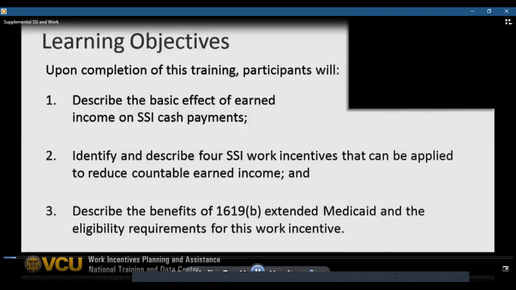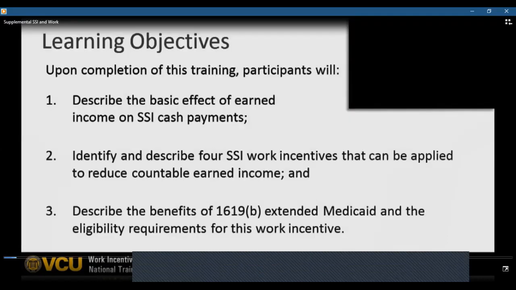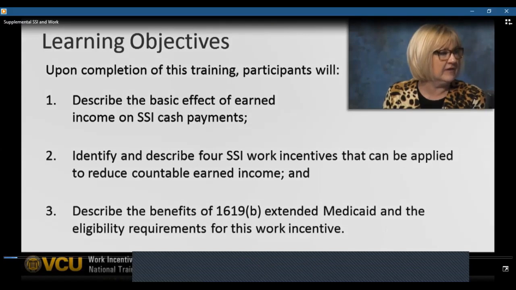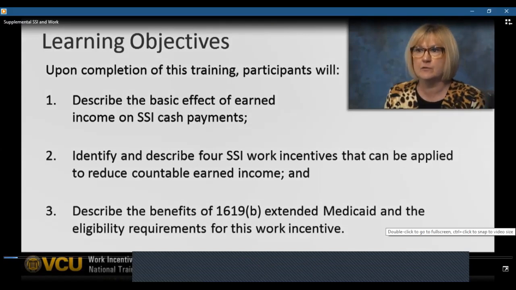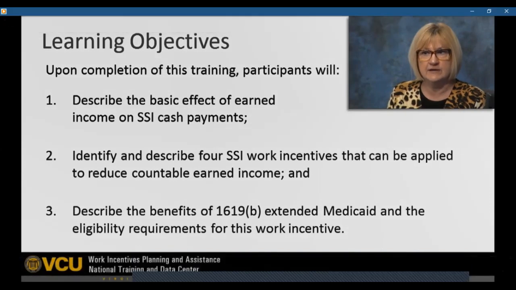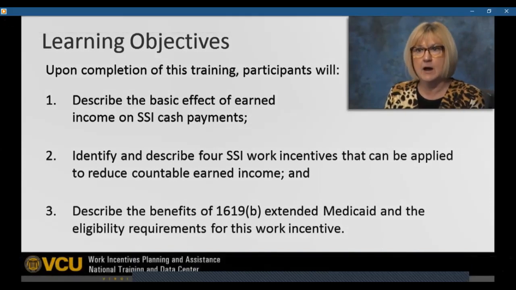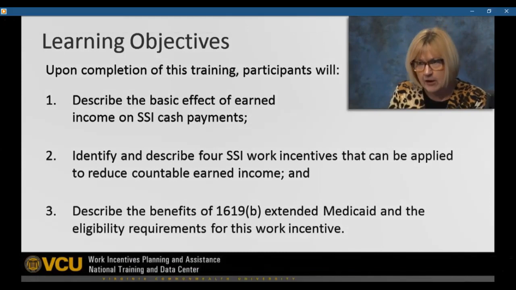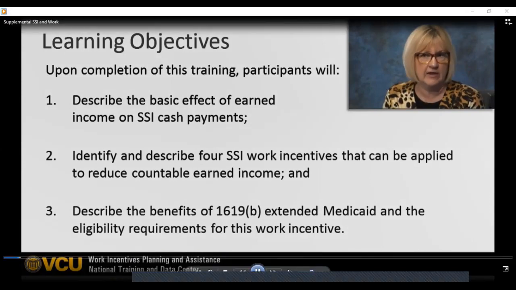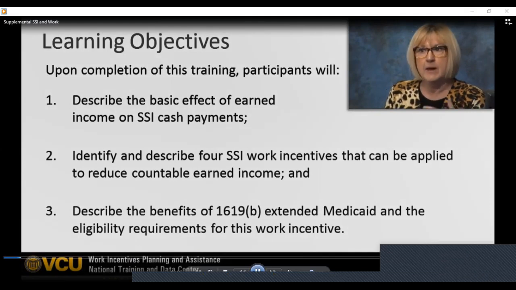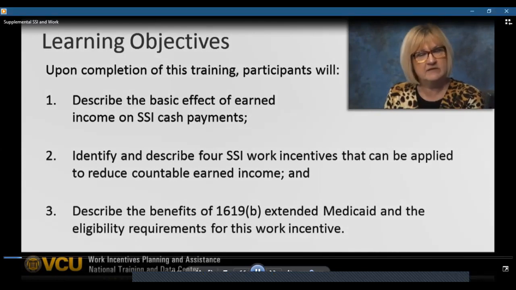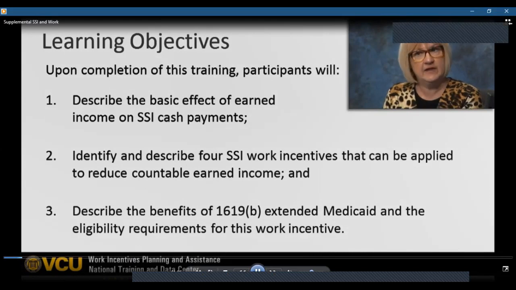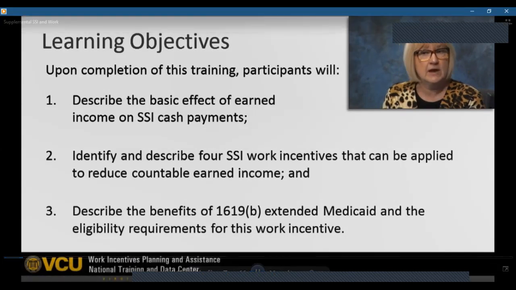So what are we hoping that you will get from this lesson? Well, here they are listed on this slide. Our objectives for this lesson include that we hope you're able to describe the basic effect of earned income on SSI cash payments. And just as a forewarning, there's a little bit of math involved in this, not hard math. Just get a basic calculator and we'll teach you how to do the calculations. They're not that difficult. What happens is that Social Security applies some exclusions to earned income and then subtracts however much is countable off of the base SSI rate. And we'll get to that in just a minute.